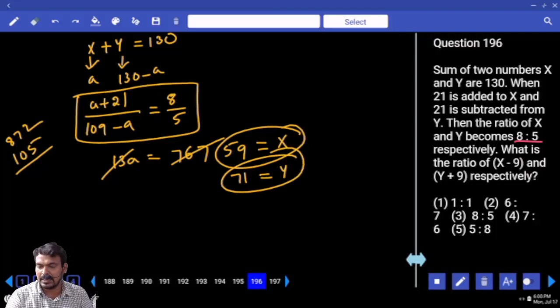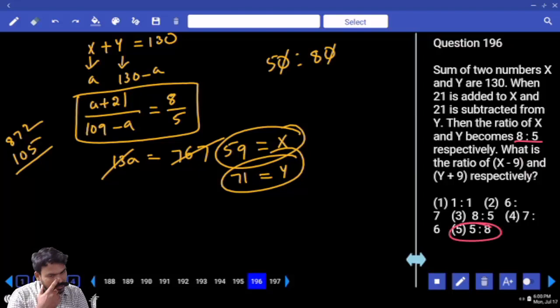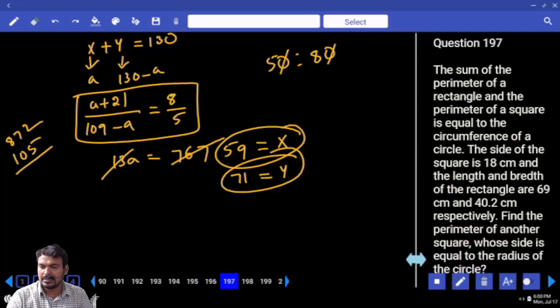What is the question here? x minus 9 and y plus 9. x minus 9 means 50. y plus 9 means 80. What is the ratio? 5:8. With two linear equations also we get the same result: x plus y equals 130, and another one, (x plus 21) by (y minus 21) equals 8 by 5. We get two linear equations.